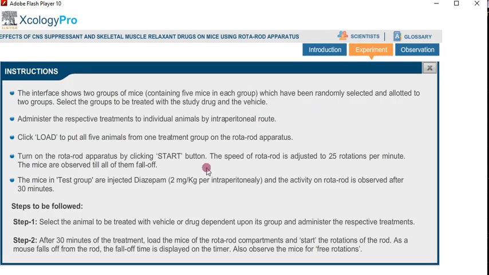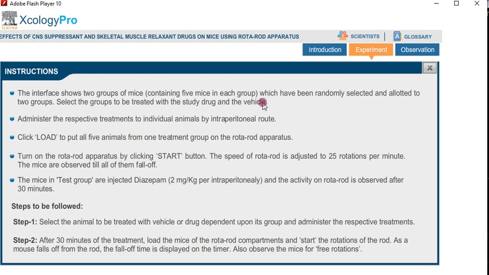In the experiment, the instruction is that you have to select two groups, each containing 5 mice, randomly selected and allotted to the two groups. One is drug treated and one is vehicle. Vehicle means a drug-soluble material. It means one mice group has the drug and another group has no drug, so you can compare the effect of the drug on muscle strength.